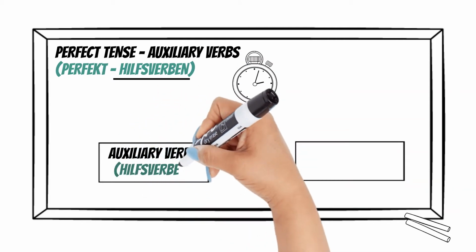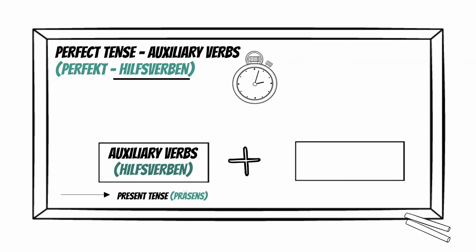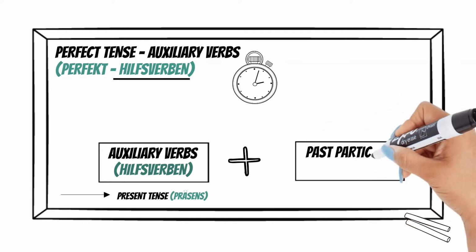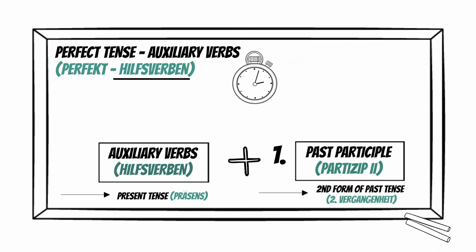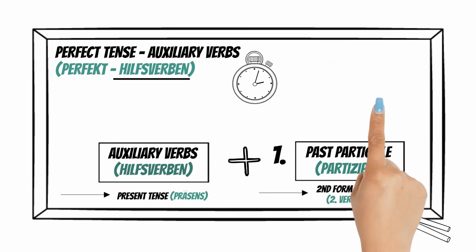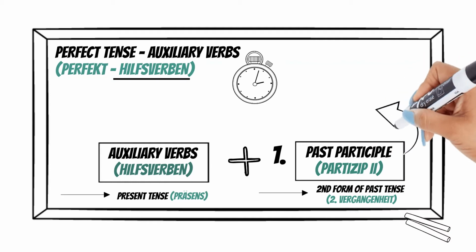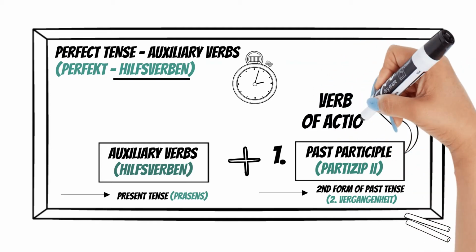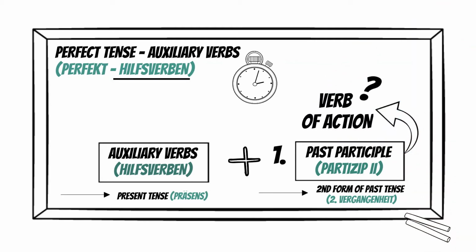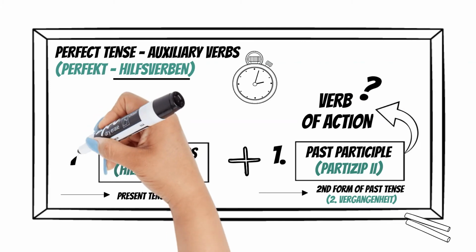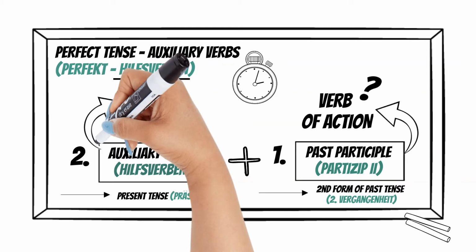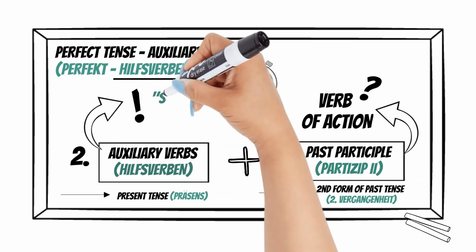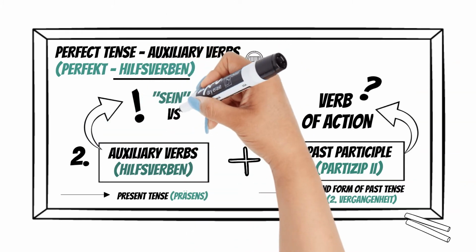But before building a sentence, you have to think about the main verb in the past participle. So, what you want to say, or what is your verb of action, then it finally defines if using sein or haben. So it depends on the verb of action.